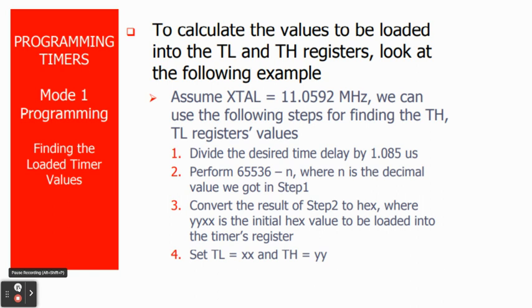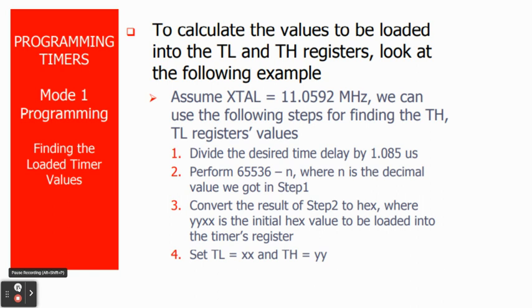The answer must be a positive number. If the answer is a negative number, then you cannot go to the third step. That's one important thing. What I mean, for example, if I simply write 1 million microseconds to represent 1 second, divided by 1.085 microseconds, of course, the answer there would be a little less than 1 million, let's say 999,000 something.